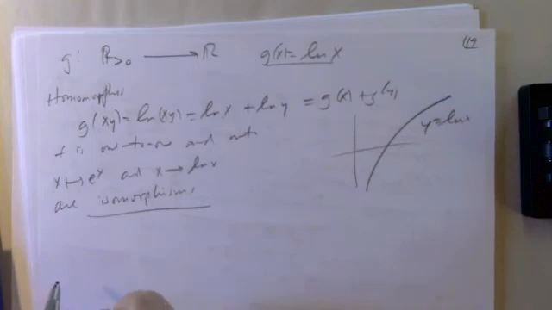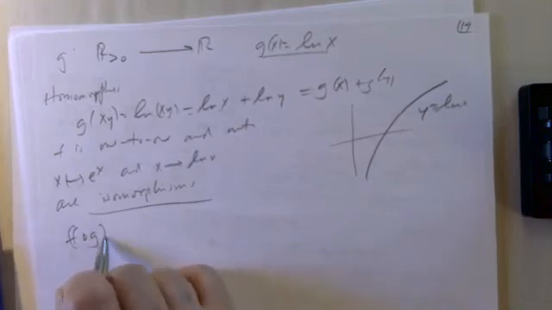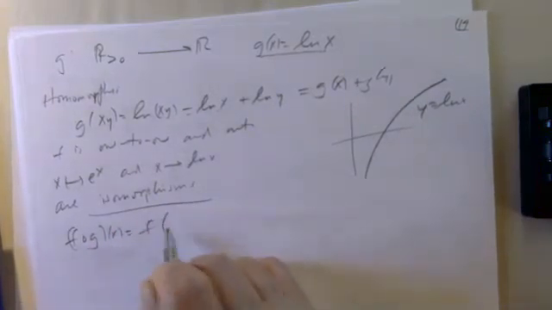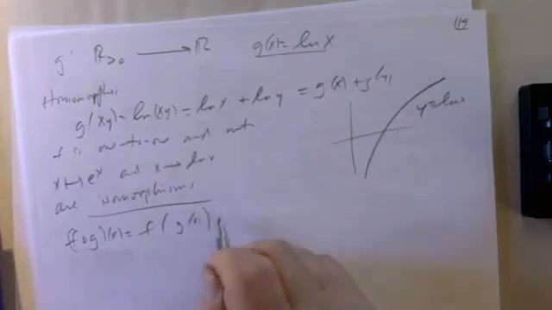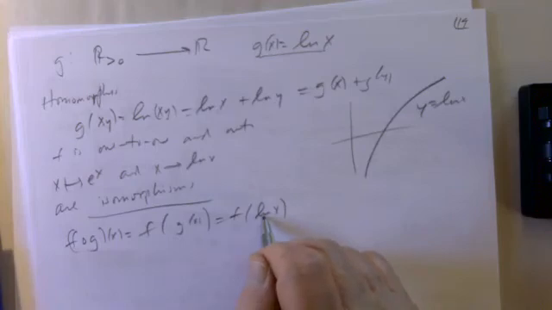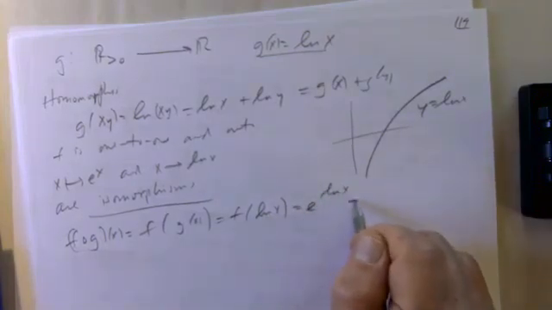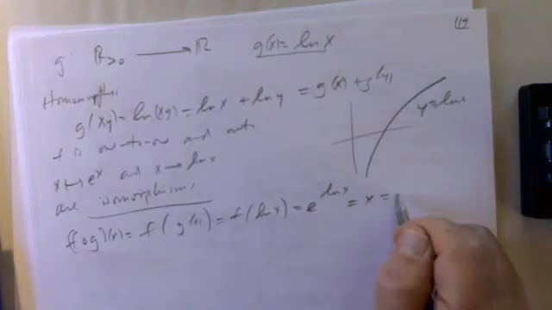And in fact, they are what we call inverses of each other. Suppose I take the composition f composed with g of x. This means f of g of x. What is g of x? G of x is log x. What is f of log x? E to the log x. What's e to the log x? It's equal to x. So this is the identity.